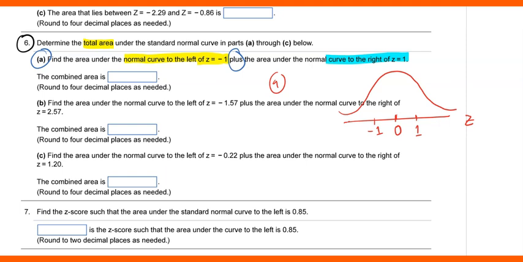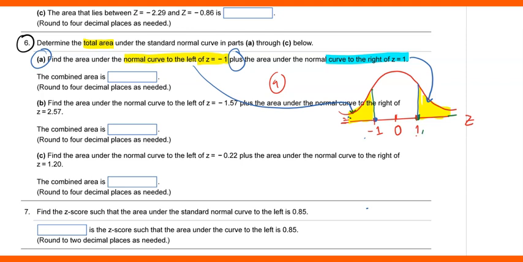If you want to see the area on the left of z, it is going to be this area. And if you want the area to the right of z, you're going to get this area. Makes sense? This is the area right of z, and this is the area on the left of z equals negative 1. You've got to find this total area: the area under the normal curve left of z equals negative 1 plus the area to the right of z equals 1.